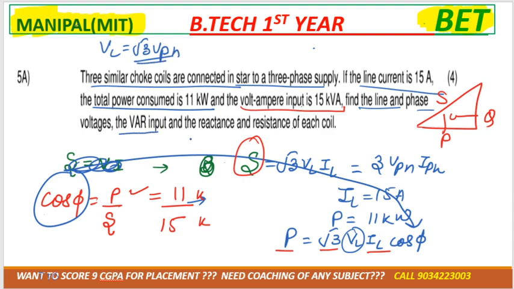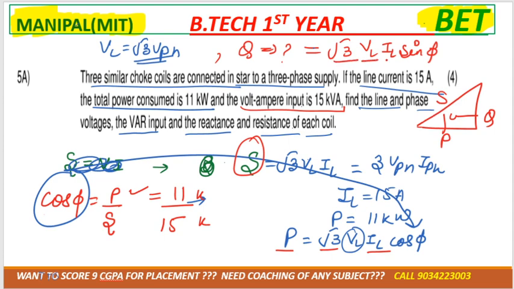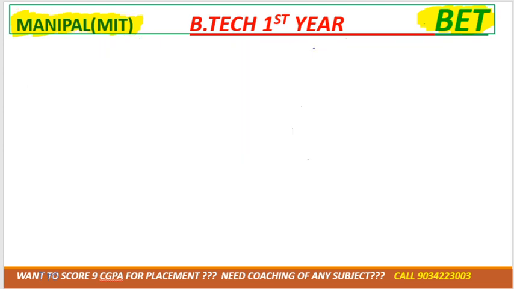Now they are asking the VAR input and the reactance and resistance of the coil. VAR input means they are asking for the reactive power. Reactive power is how much? Root 3 VL IL sin phi. Root 3 we know, VL we know, IL we know. If we know phi, we can get sin phi also, right? Next we need to calculate the resistance and reactance of the coil.